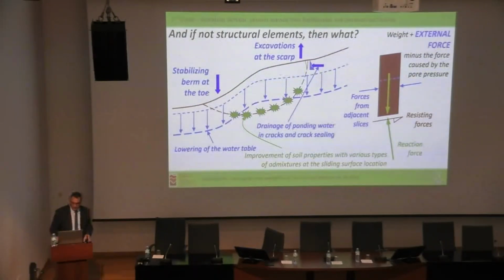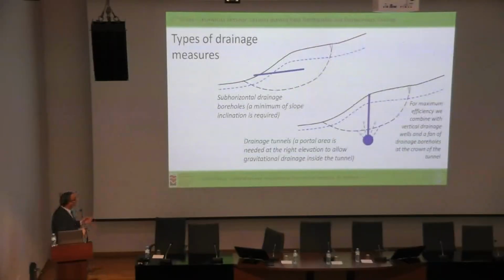Here I have some types of drainage measures, some horizontal drainage boreholes, which need a considerable slope so that they can take effect. If this slope is very mild, then we need something enormously long to have an effect. And if it is enormously long, who knows if it's going to actually have an effect on the water table. We can have stronger solutions like drainage tunnels with all the fans of boreholes above it in order to lower the water table below our sliding surface.